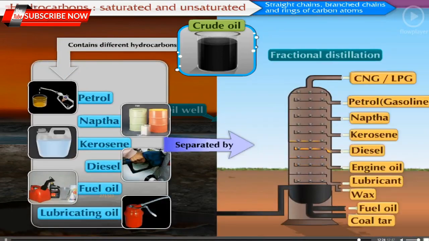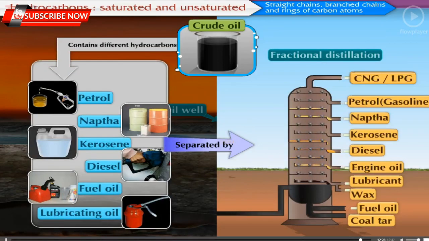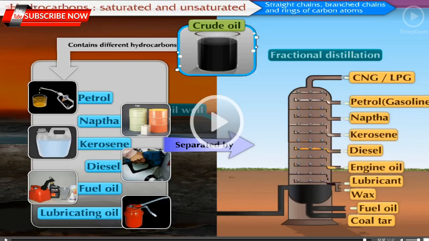Fractional distillation is used for separation of crude oil, and various useful products like CNG, LPG, petrol, that is gasoline, kerosene, diesel, engine oil and lubricating oil are obtained. After knowing about the hydrocarbons, let us study about the functional groups present in carbon compounds.